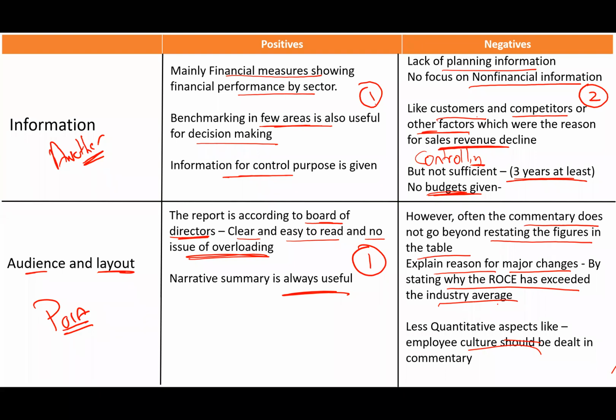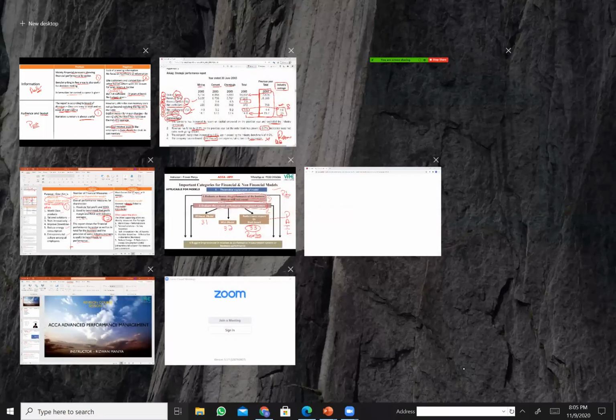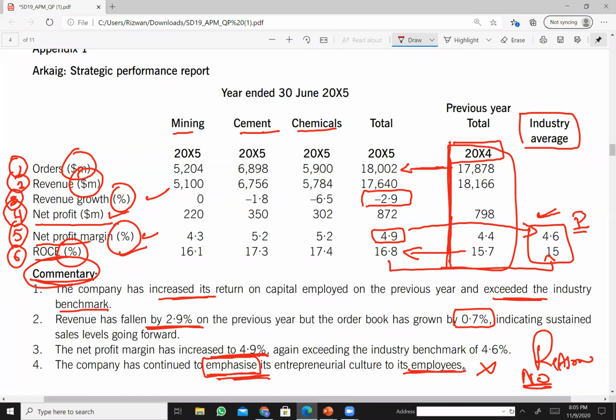Nothing is mentioned here. Plus, commentary is useful for less quantitative aspects like employee culture and employee morale. For qualitative aspects, we use commentaries. In our commentary, nothing like that is mentioned, other than that it has continued to emphasize its entrepreneurial culture to employees. That's it. So it could be used for more explanation in this case as well, but nothing is mentioned here.